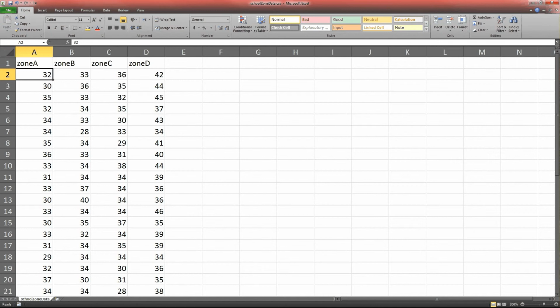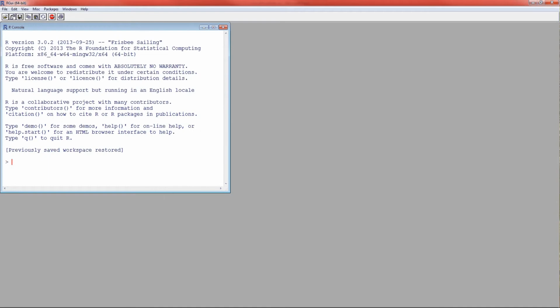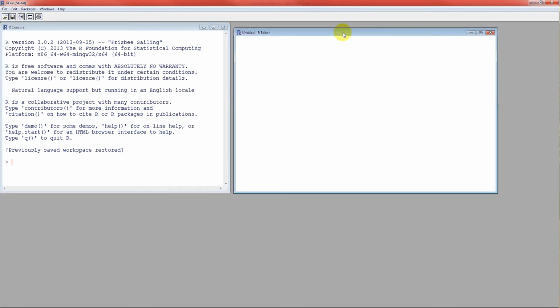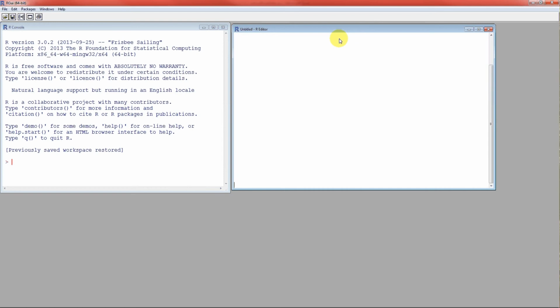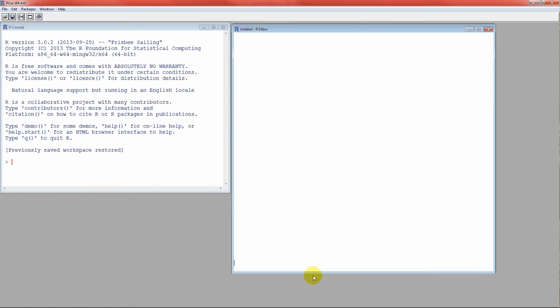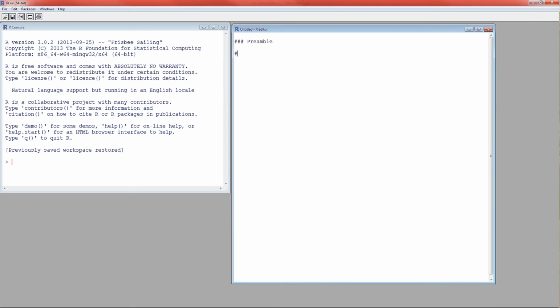We have single samples, so we want to draw some conclusions about the speeds in each of those 4 zones. So let's start up R as usual. New script. First step, as usual, again, is to load your data. For no apparent reason, we'll call this dataset SZ. And it's always read.csv.